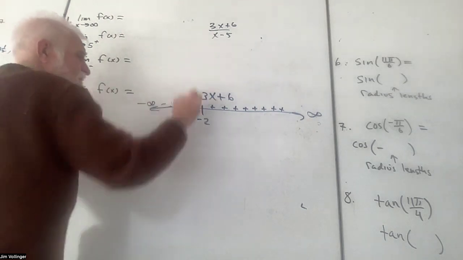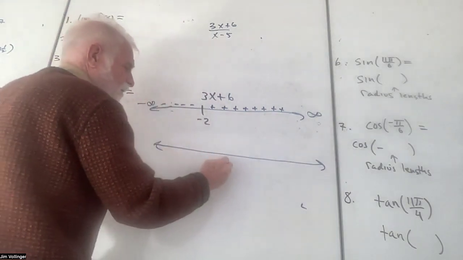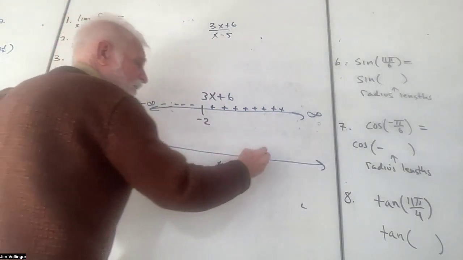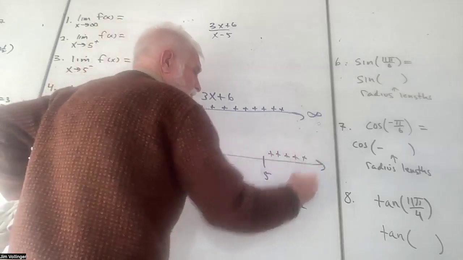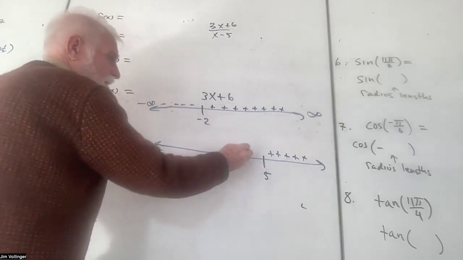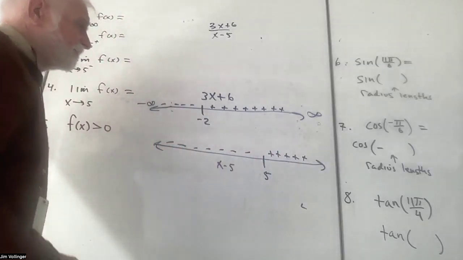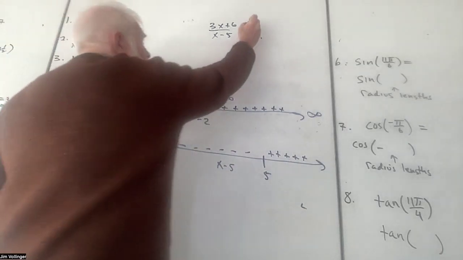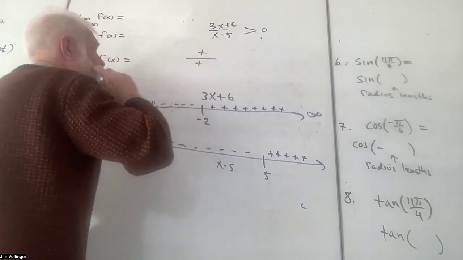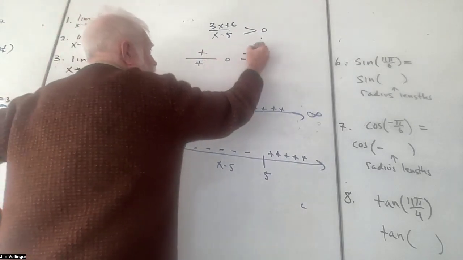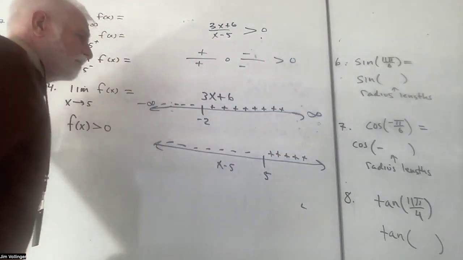Now we also have x minus 5. Let's look at x minus 5. Well, that appears to be positive when x's are bigger than 5, and negative when x's are less than 5. Now remember, if I want to be bigger than 0, I have to have 2 things happening. I either have to have a positive divided by a positive or a negative divided by a negative, and then that quotient will be bigger than 0.